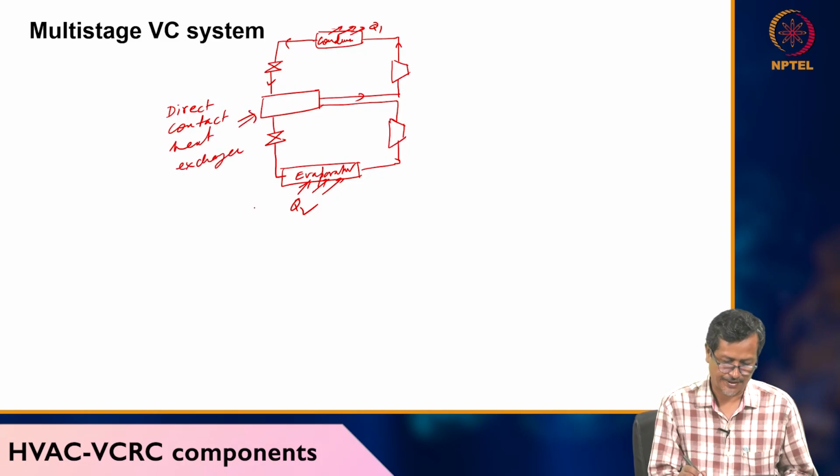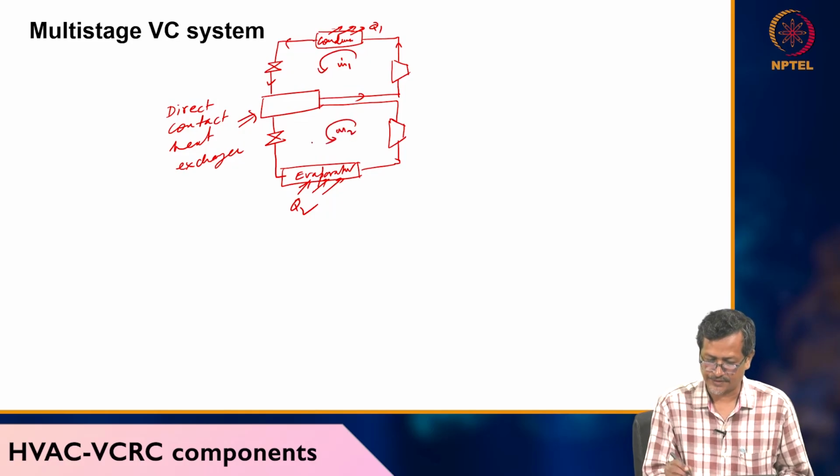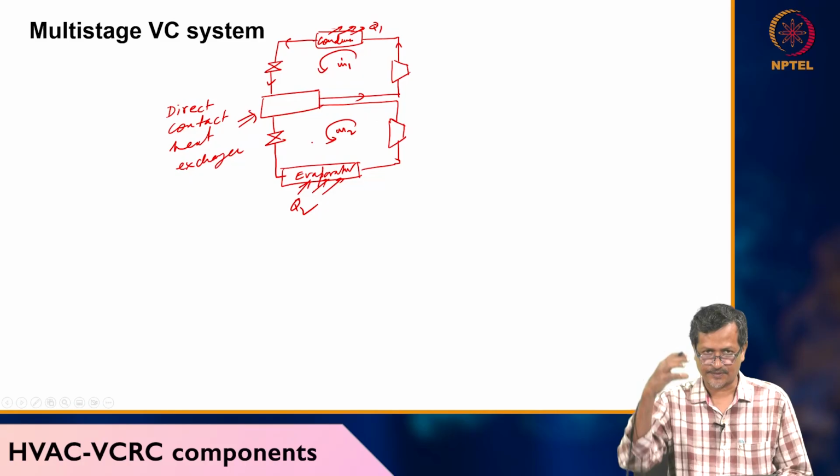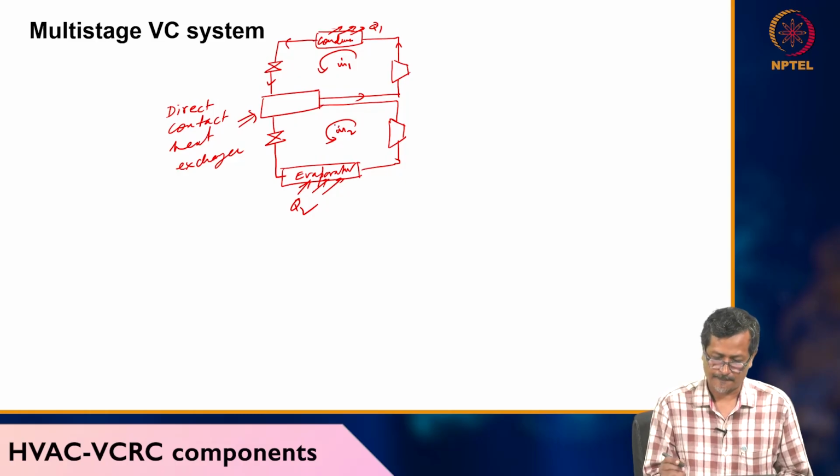Okay, this is one direct contact heat exchanger, and M1 mass is circulating here, M2 mass circulating here. So two cycles are there, top cycle and bottom cycle. The top cycle has refrigerant circulation rate M1 dot, and the bottom cycle M2 dot. Okay, and now put the numbering.